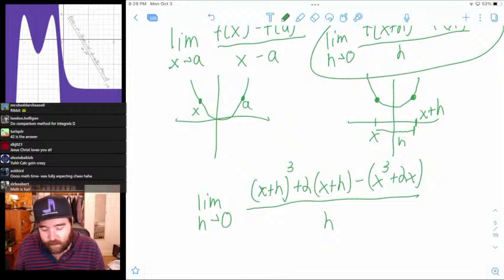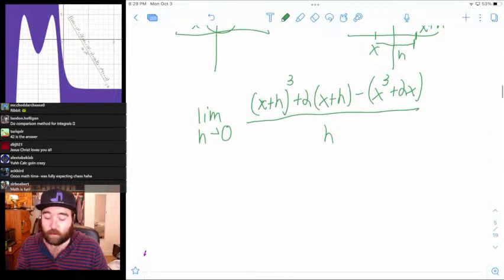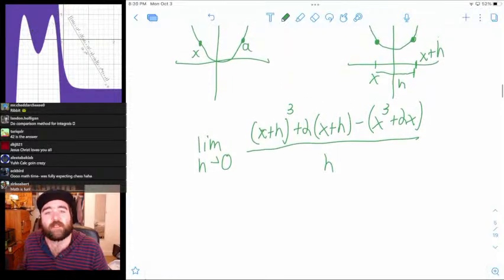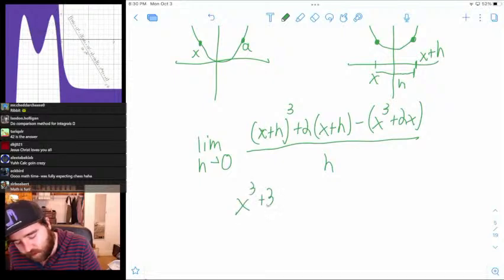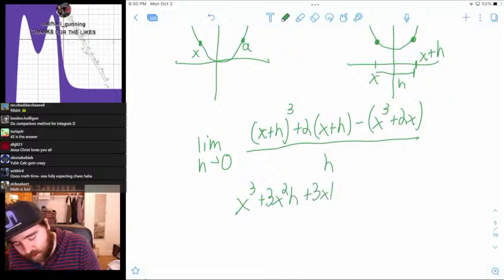All right, beautiful stuff. So now we just got to do the algebra. That's all there is to it. This is why we just have to be really good at algebra for calc. So what is x plus h cubed? Well, you should honestly just be able to do it because it's Pascal's triangle, but x cubed plus 3x squared h plus 3xh squared plus h cubed.